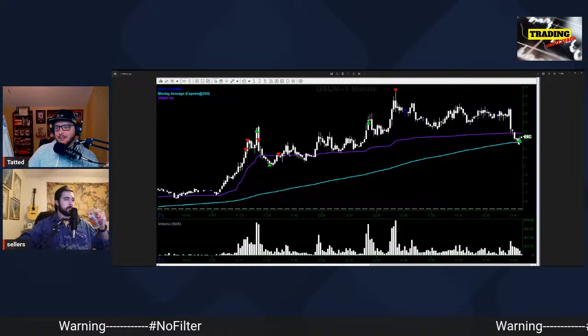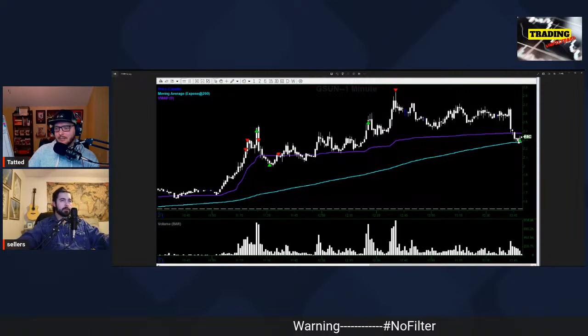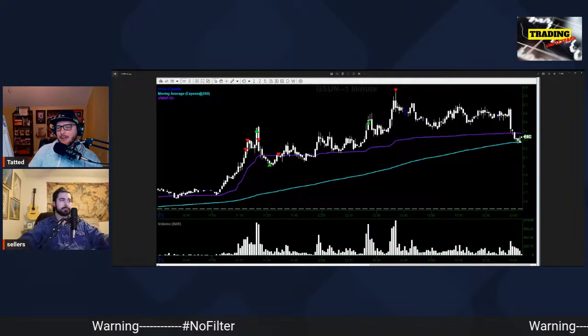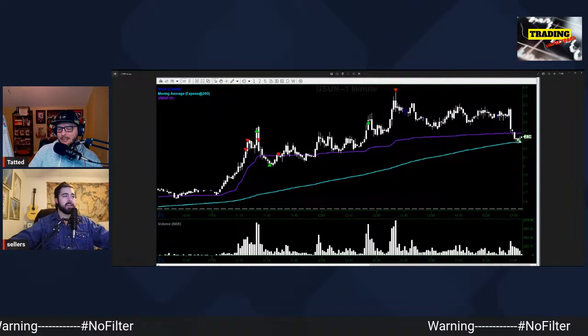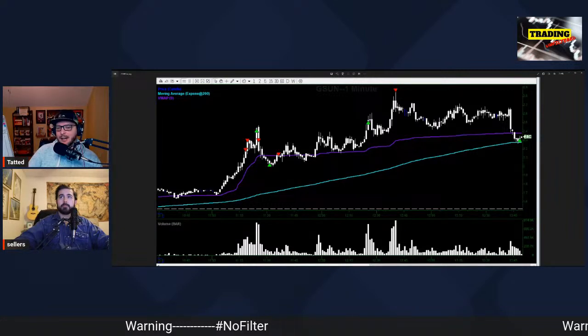And then ended up covering down here on the 1-200 when it kind of bounced around and held that 1-200. Which, do you have your G Sun chart? Yeah, let me go ahead and show mine. Yes, because you flipped where I covered. So this is my G Sun.